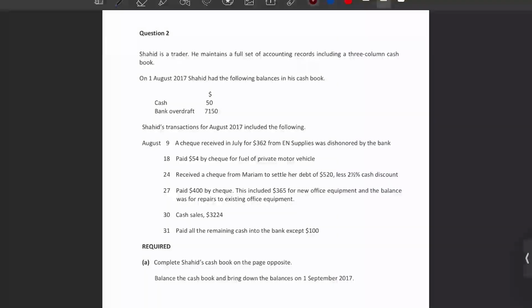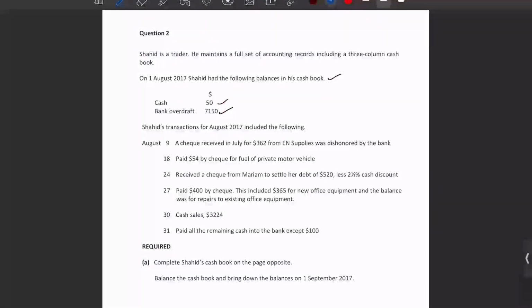Read it. Shahid is a trader. He maintains a full set of accounting records, including a 3-column cash book. On 1st August 2017, Shahid had the following balances in his cash book. This is the balance given to you at the start. Now, can you enter these 2? You should know where to enter. These are the opening balances given.